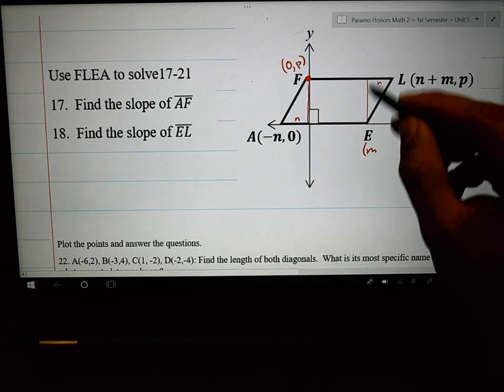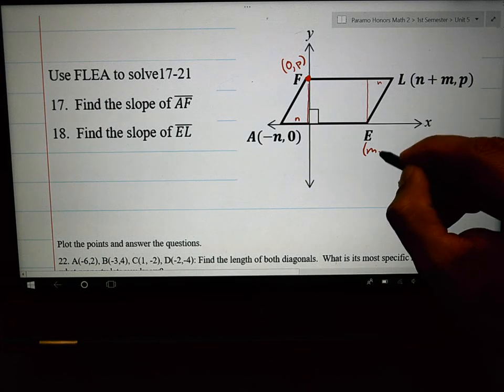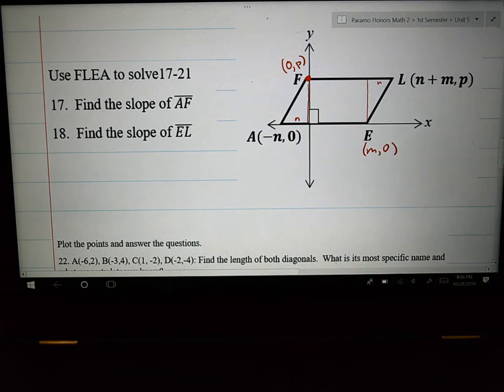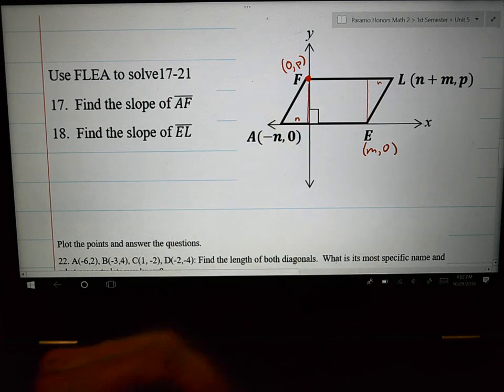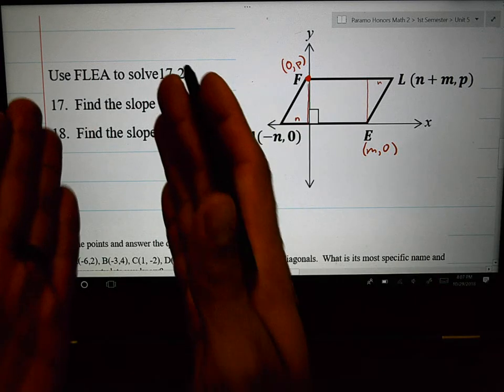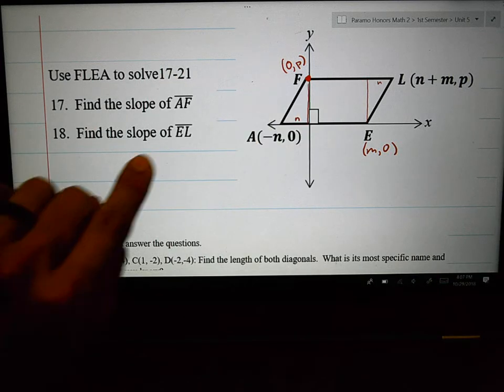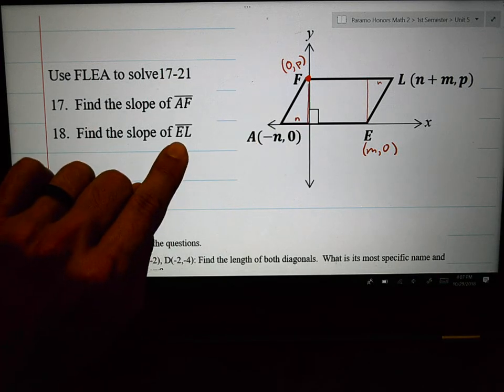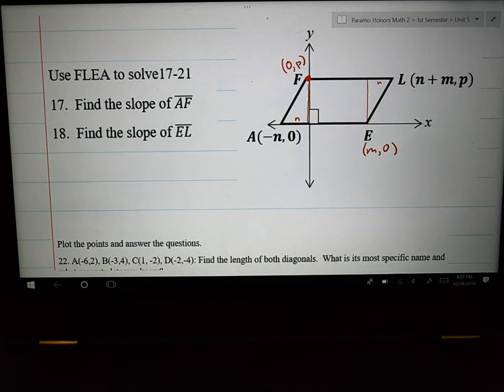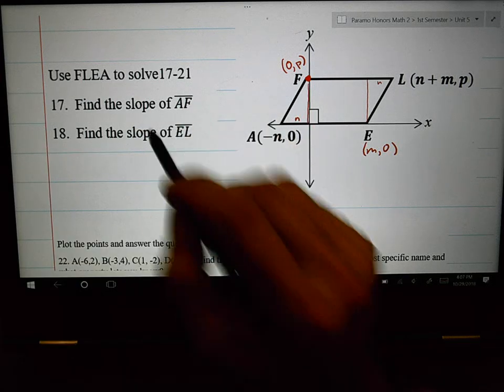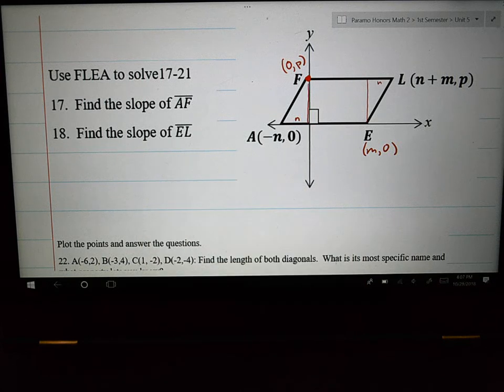And I'm not going anything up for the letter E. I'm going 0 units, so it's an x-intercept. I'm going to call that m comma 0. Those two things you have to find first before you can do these two questions, because I need to know what the coordinate of E is, and I need to know what the coordinate of F is. Now that we have those, we can find the slope of AF pretty simple.